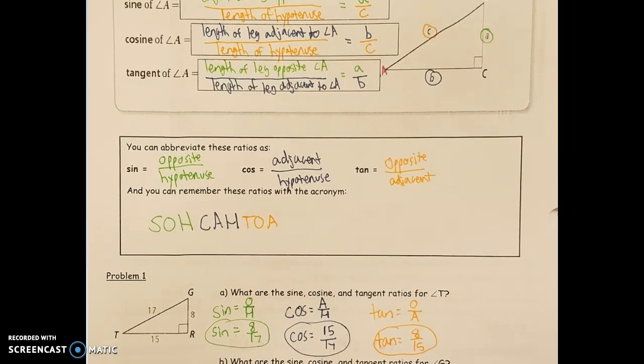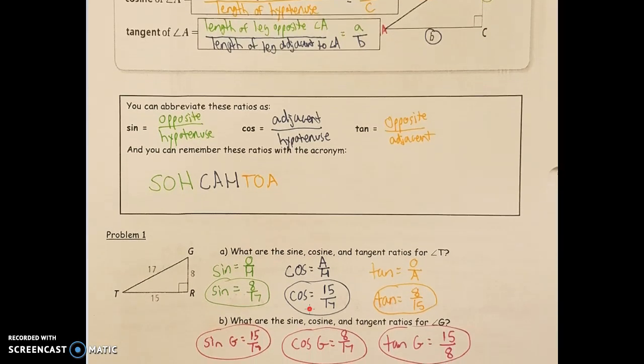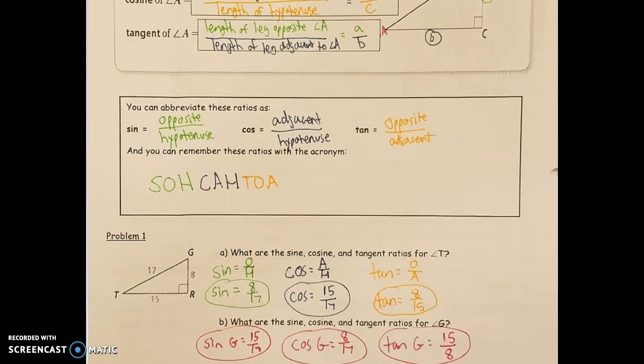We can take it not always from the same angle, so let's say instead I want to use angle G. For the sine now, 15 is the side opposite, so that would be opposite over hypotenuse. So sine would be 15 over 17. Cosine would be adjacent over hypotenuse again, but now the adjacent is 8, so 8 over 17. And tangent is pretty much just flipped because opposite and adjacent changed. So tangent from G would be opposite over adjacent, that's 15 over 8.